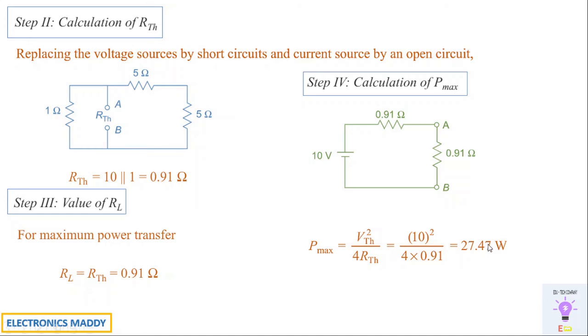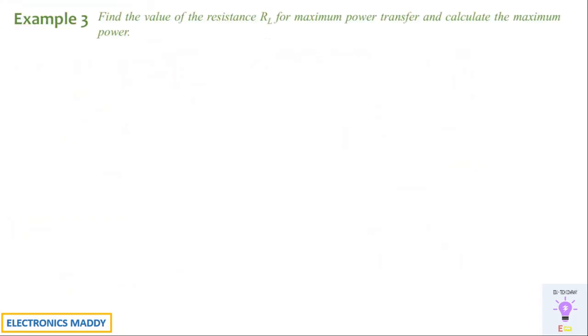So this is the analysis that is supposed to be done, and we'll be arriving at 27.47 watts for maximum power to be transferred from the source to the load. So once this is done, we'll go for the next problem.